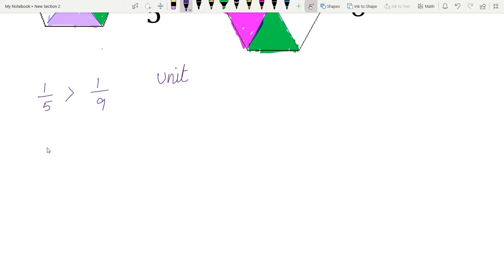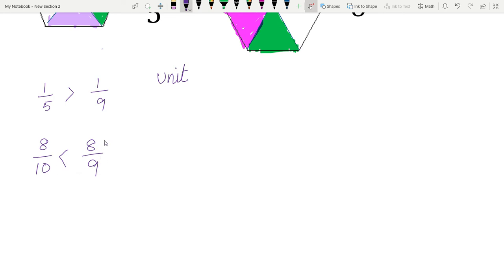Come, we can take another example, that is 8 by 10 and 8 by 9. Look at here, numerators are equal. Here also we have 8, here also we have 8. When the numerators are equal, we have to compare the denominators. The greater denominator gives the smallest fraction, and the smallest denominator gives the greatest fraction. Now we can write 8 by 10 is smaller than 8 by 9.